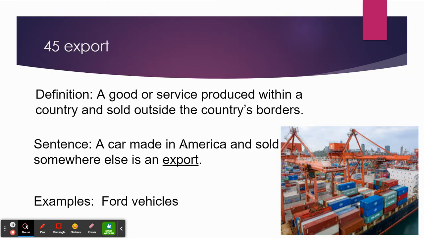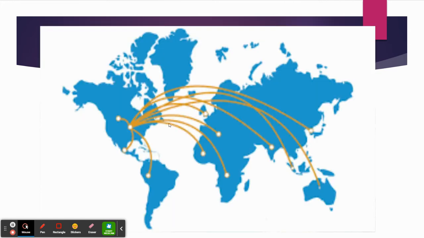Example, Ford vehicles. So if, for instance, all Ford vehicles are made in America, actually a lot of them are made in Michigan, and if it is sold and bought in, say, Europe anywhere, that would be an export. We are selling another country things we have produced. So this is showing something being made here. And anything over in these countries on the continent of Africa, South America, Asia, Australia, Europe, any of that would be exports.